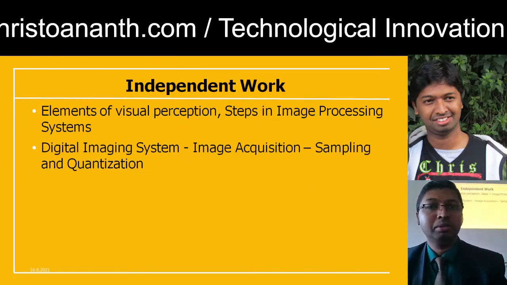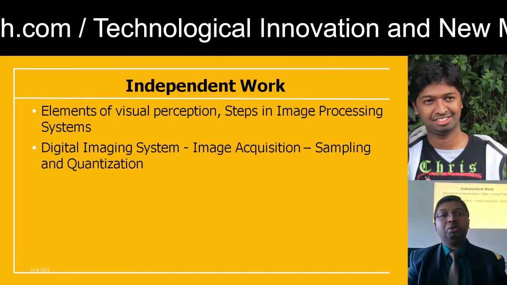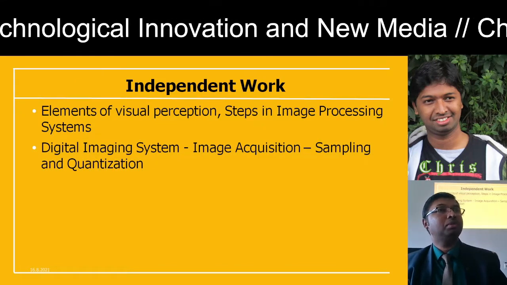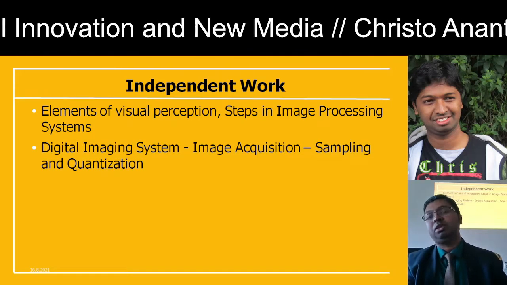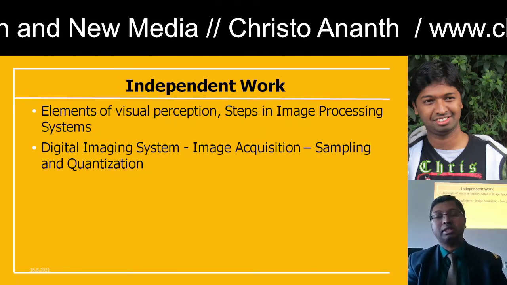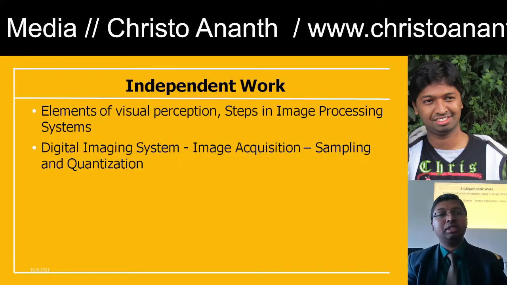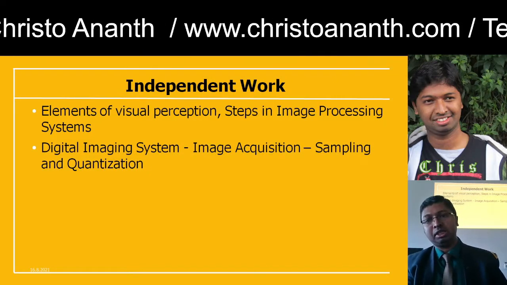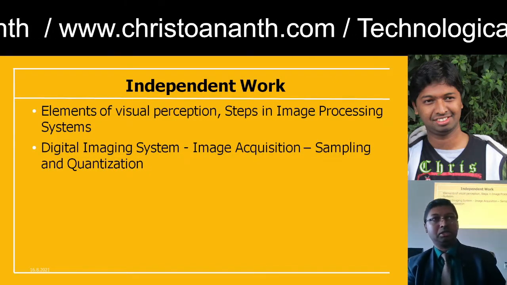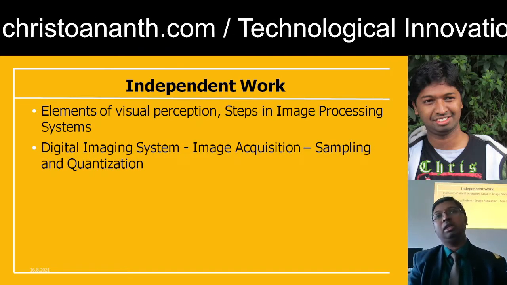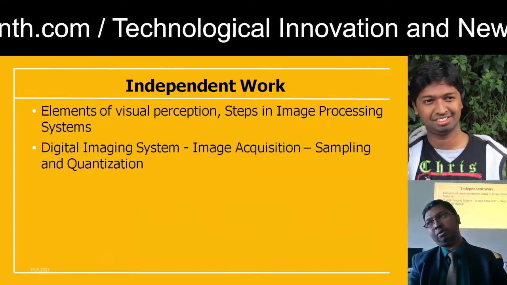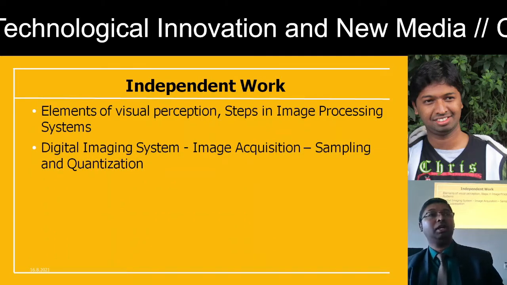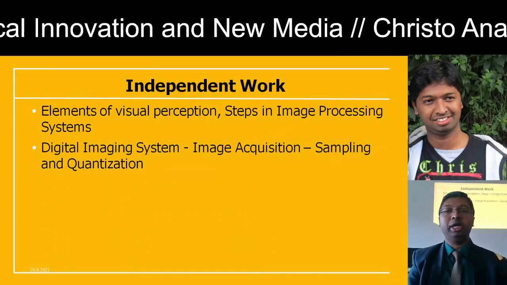So this is the independent work. We are going to work on the elements of visual perception. That comes under image processing, and then steps in image processing systems, digital image systems, image acquisition, sampling, and quantization. You are going to complete these and submit them in your Google Classroom. Once again, I am reminding you: 5 independent works and 1 open-ended project.